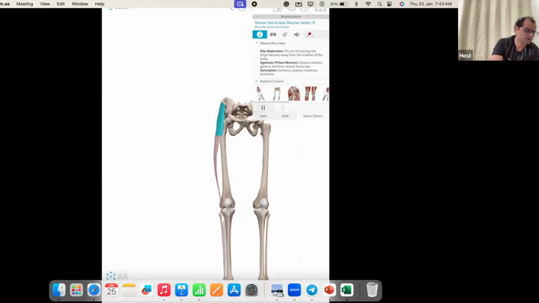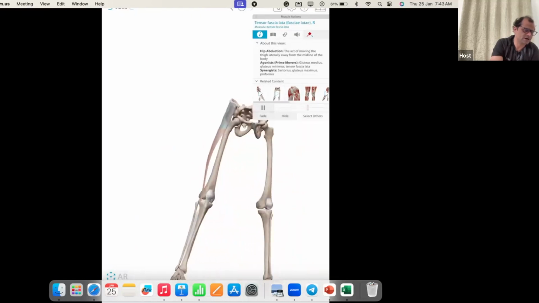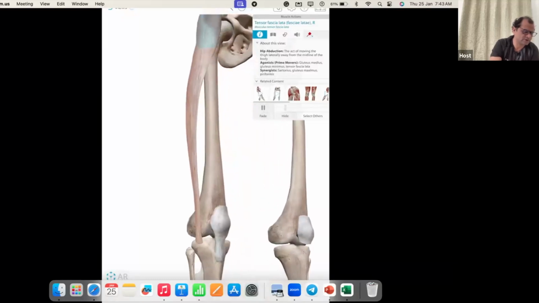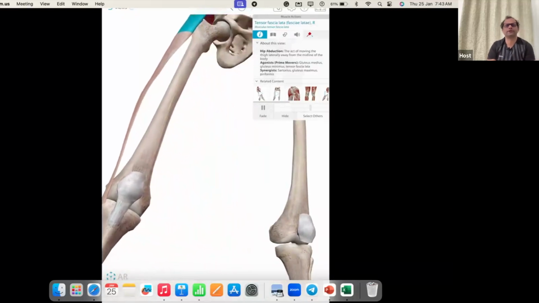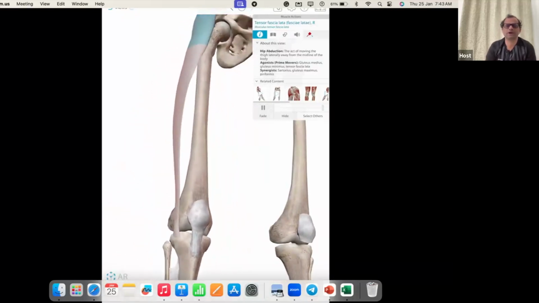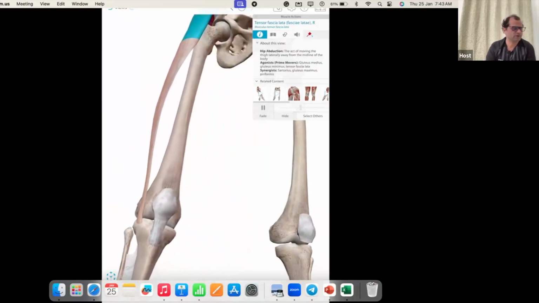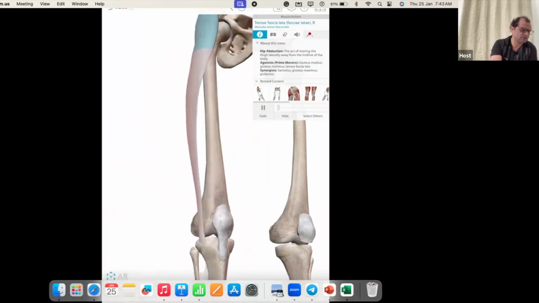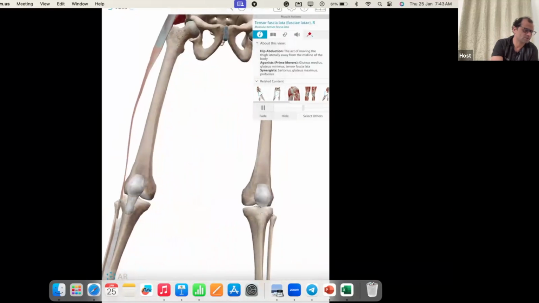Okay. Now we can see here this tensor fascia lata is having connection with the lateral side of the knee. Sometimes the tensor fascia lata becomes tight in many runners, people who practice running or athletes. Sometimes their tensor fascia lata is very tight and they have knee pain on the lateral side.